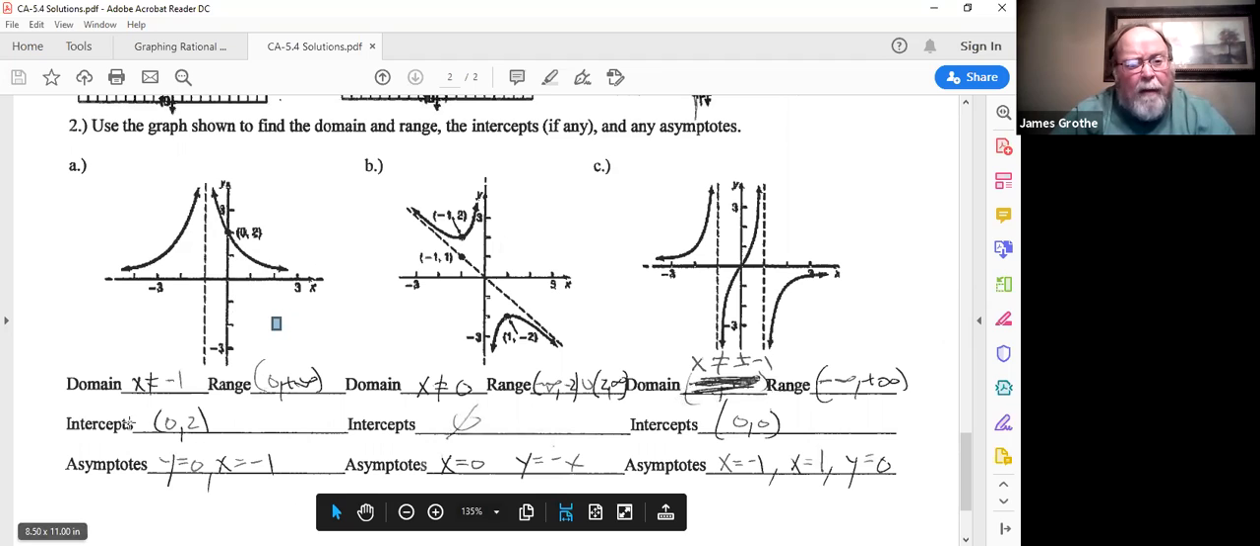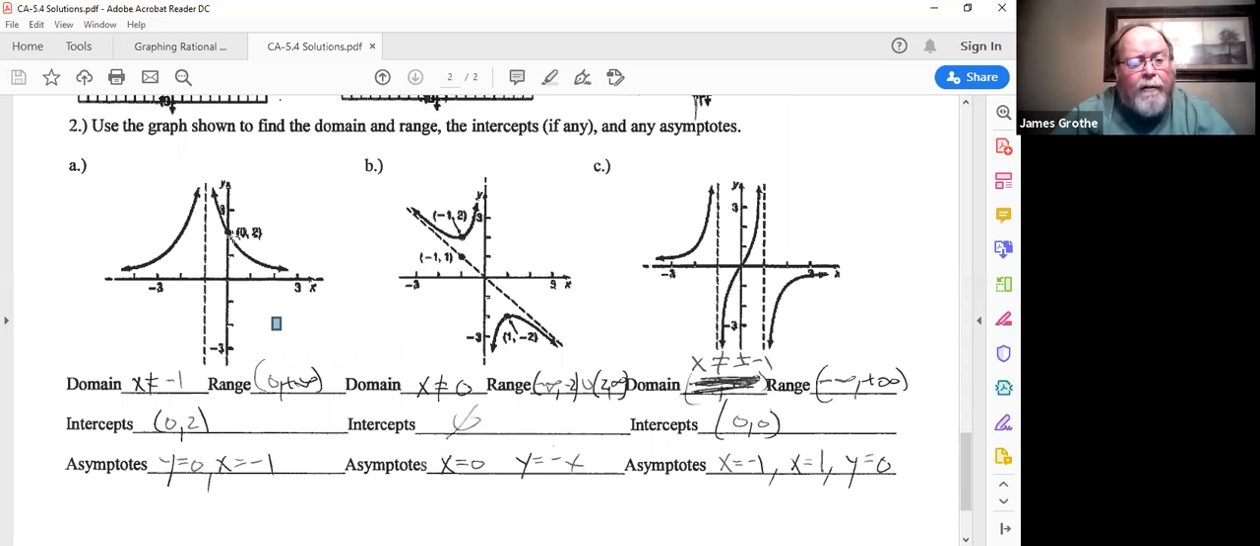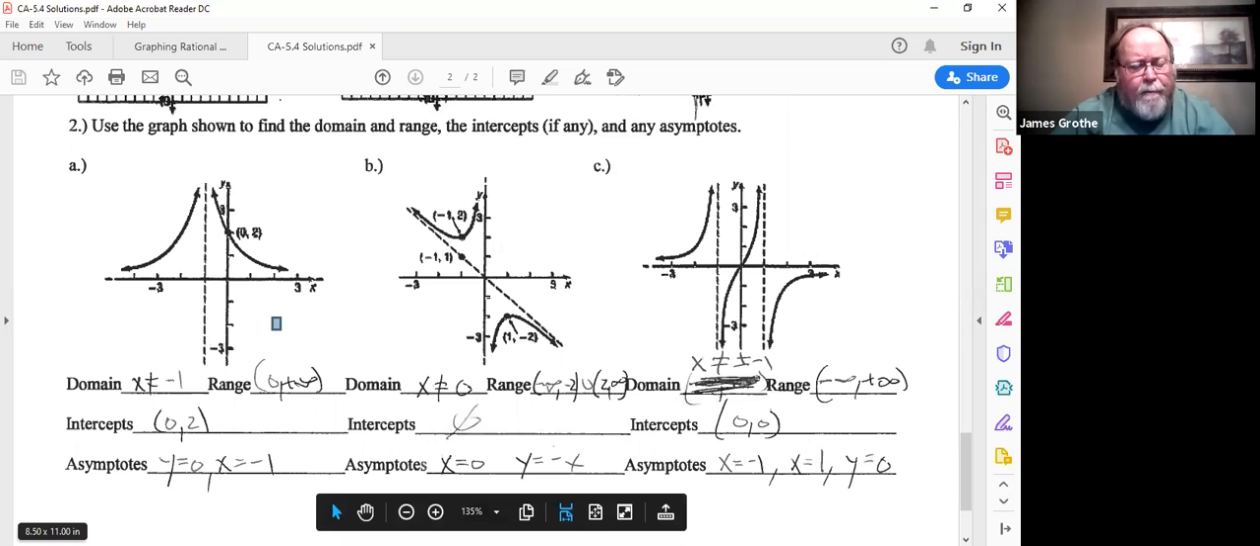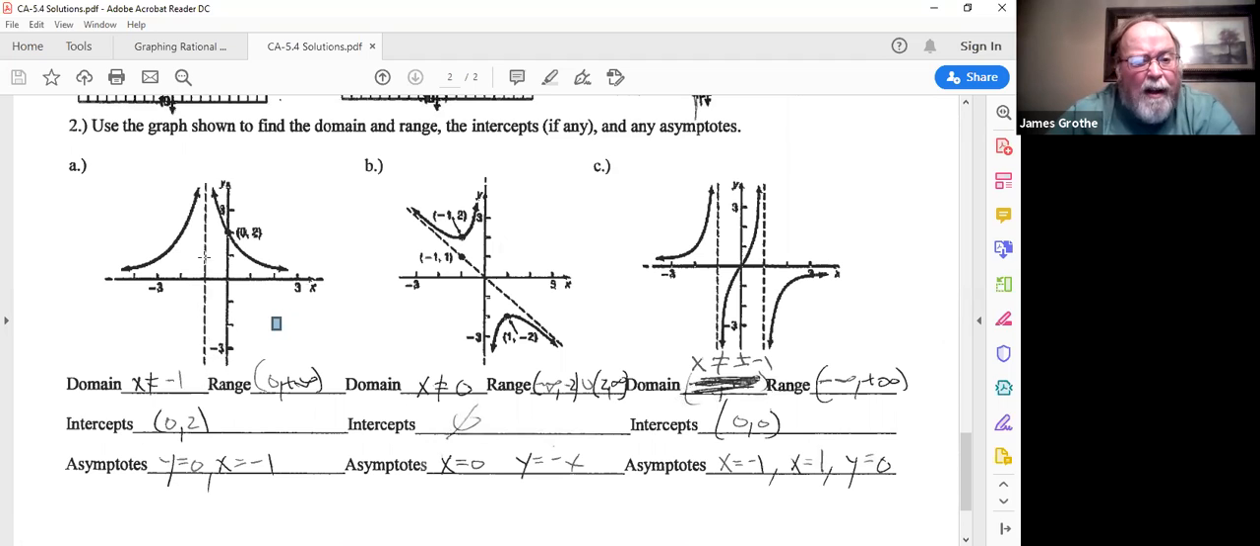Intercepts, well, the only place the curve hits either axis is right here at the point 0, 2. That would be a y-intercept. But you'll notice it doesn't hit the x-axis. That's our horizontal asymptote. And therefore, one intercept at 0, 2. And as far as asymptotes go, well, we've spoken a lot about this vertical asymptote. So let's look at that first. The vertical asymptote here is a vertical line with the x equals, in this case, -1.